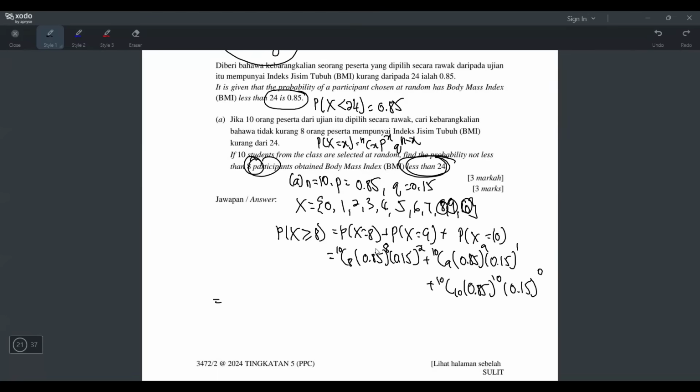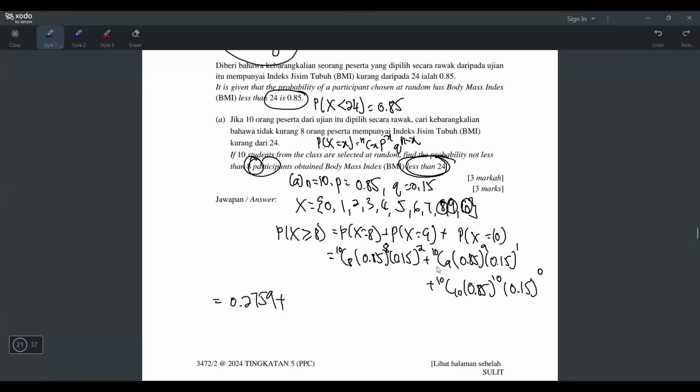10C8 times bracket 0.85 power 8 and then times again with 0.15 power 2. Okay, my calculator gives me 12 point... Hey, why is it 12 point? Oh, I pressed wrongly. 10C8 times 0.85 power 8 and then times 0.15 power 2. Okay, my calculator gives me 0.2759, right?